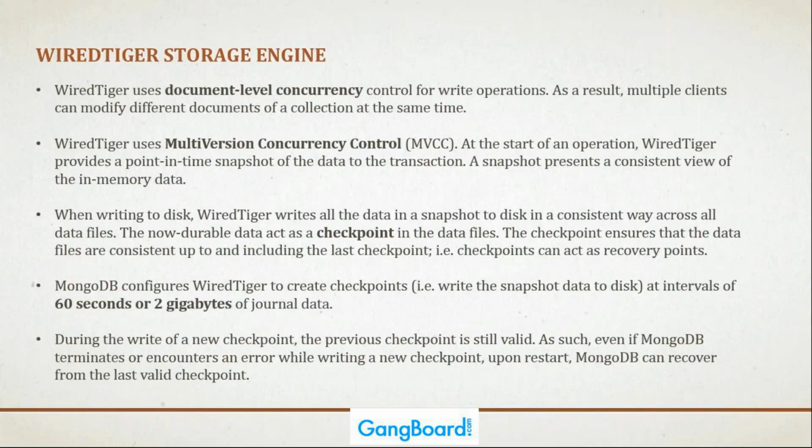So these are the details about the WiredTiger storage engine. As I said, it provides document level concurrency control. It means multiple clients can modify different documents of a collection at the same time. Inside the same collection, multiple clients do read and write. For that, it uses multi-version concurrency control. For every transaction, when it starts, it will create one snapshot. Using this snapshot only, we can provide consistency.